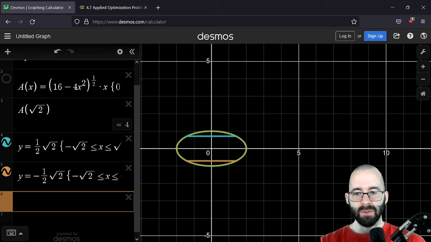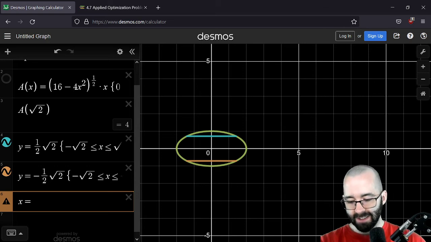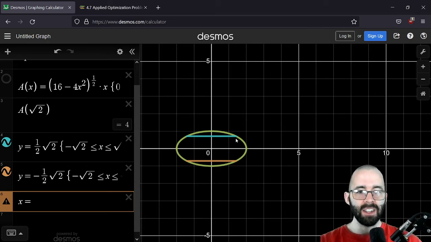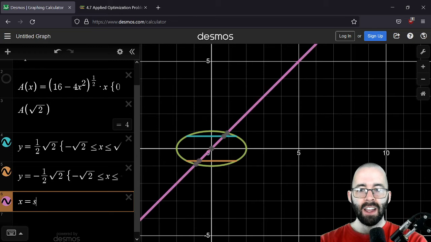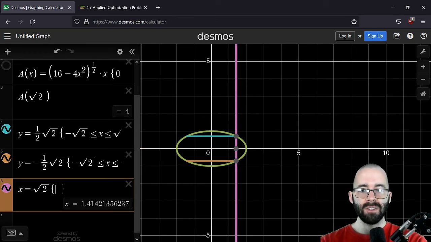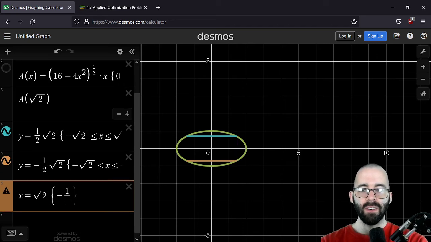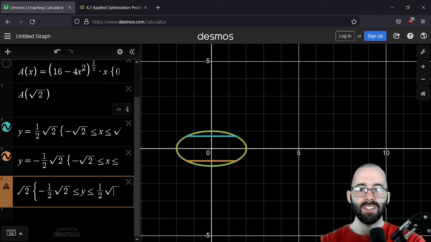And then we have to do something very similar. X is going to be equal to, let's get those vertical lines. What is the X coordinate? The X coordinate is half of the A value. Half of the A value is just the square root of 2. And again, that's going to be going from Y is negative 1/2 square root of 2 up to positive 1/2 square root of 2.